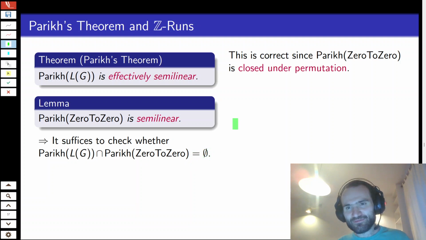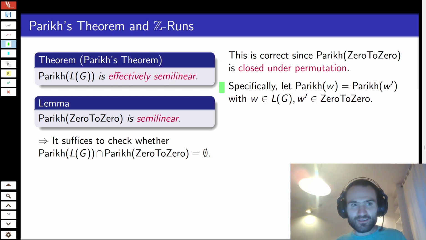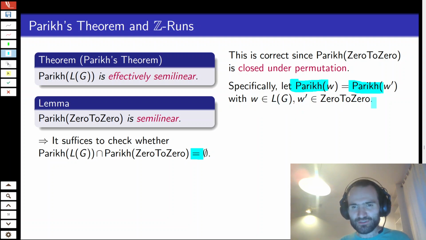So why is this? The main thing you have to observe is that the Parikh image of 0 to 0 is closed under permutation. So how are we going to use this? Well, there are two directions. First of all, assume that this is non-empty. This is the interesting direction. So if this is non-empty, then there exist some words W and W prime which have the same Parikh image, and W is in L of G, and W prime is in 0 to 0.